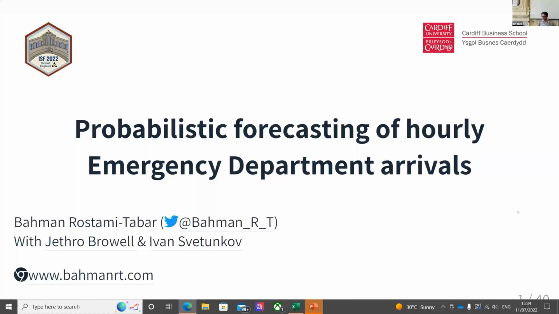Hi everybody. My name is Bahman, and I'm a reader in business analytics at Cardiff Business School. I got this shirt from India a month ago. I was there, and the temperature was 48 degrees. And I thought it's a good opportunity to use it here in the UK as well. So that's why I chose it.